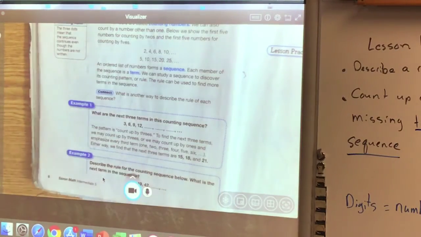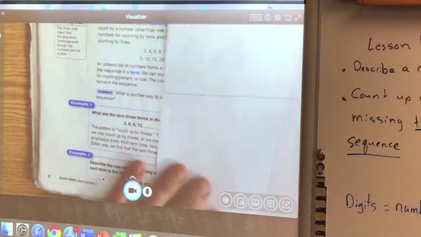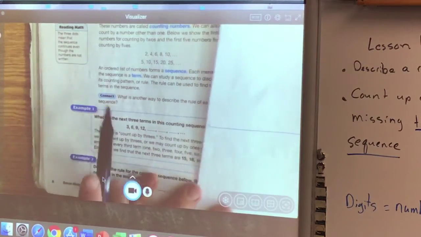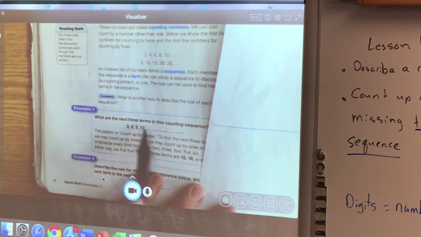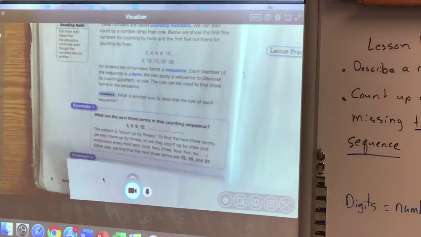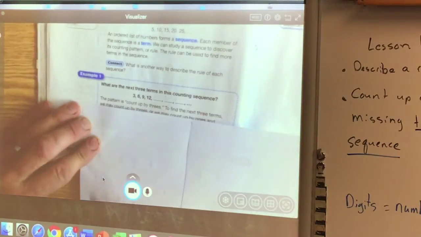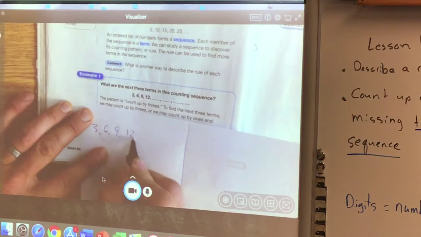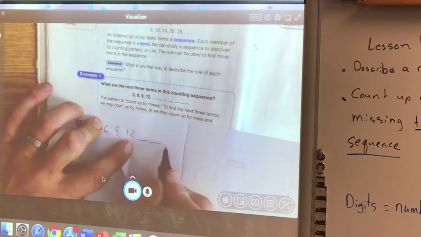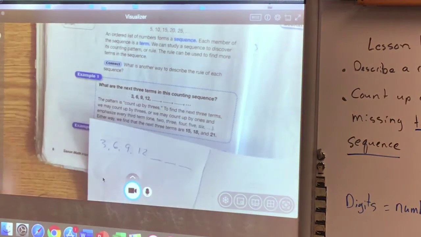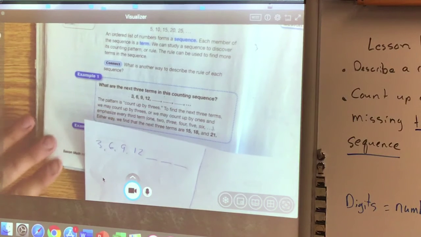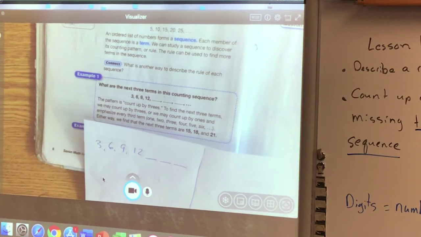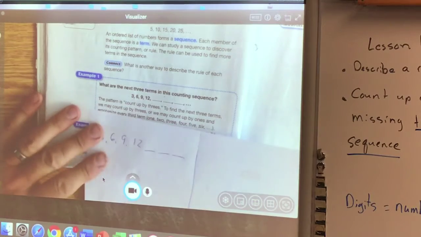This is where you're going to have your sheet and your book. Okay? I have my sheet and my book. It says, what are the next 3 terms in the sequence? Now, the first thing you do is you always write down what they started with. 3, 6, 9, 12, and then 1, 2, 3 blanks. Now, when you're doing your work on your assignment, you're going to show all this work in the work box, and then the answer in the answer key. We'll go through some of those as well.